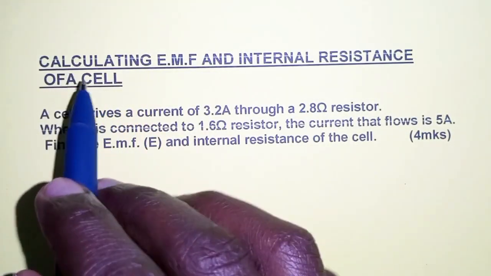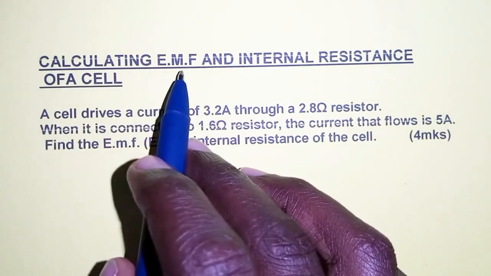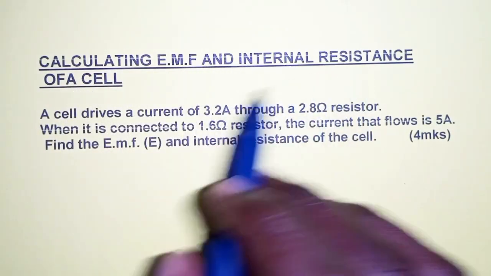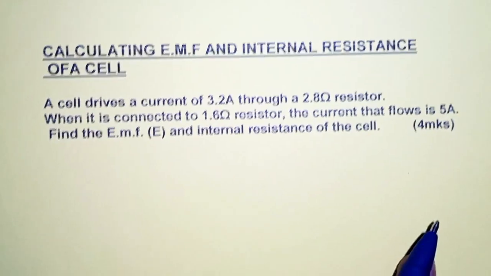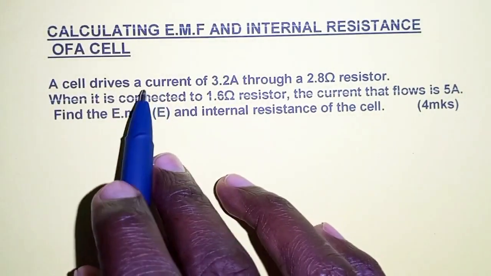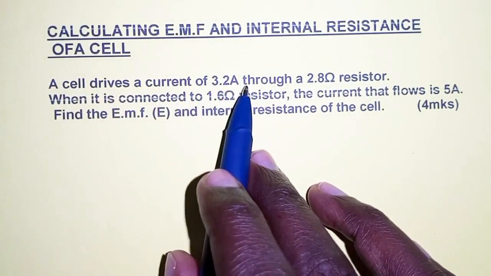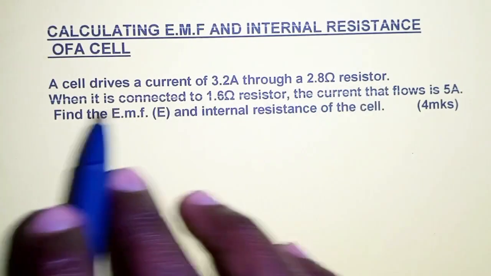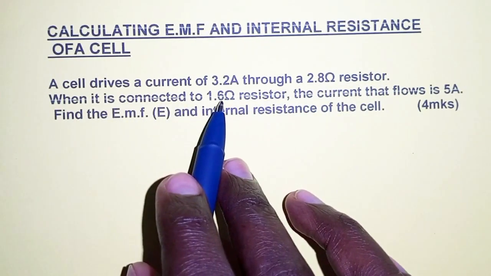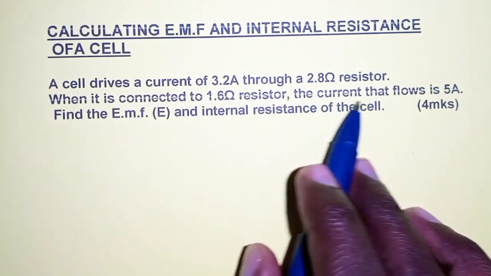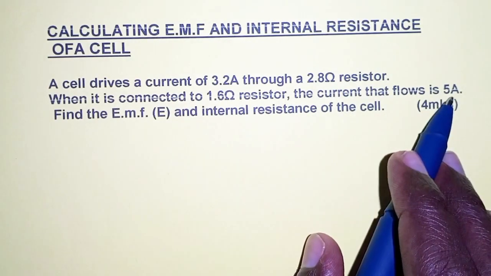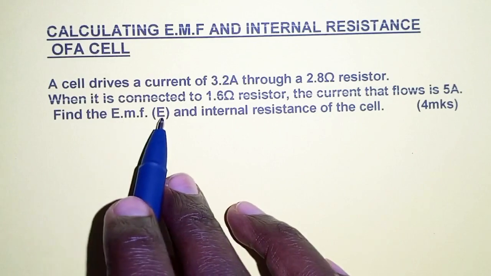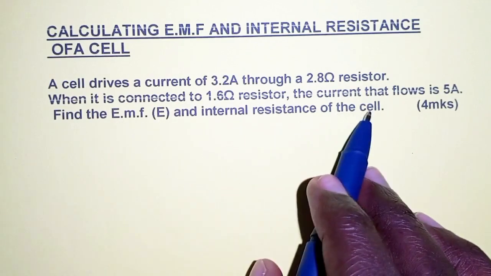Today's question is about the calculation of EMF and internal resistance of a cell. A cell drives a current of 3.2 amps through a 2.8 ohms resistor. When it is connected to 1.6 ohm resistor, the current that flows is 5 amps. Find the EMF and the internal resistance of the cell.